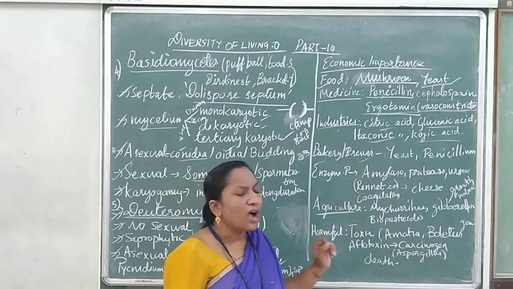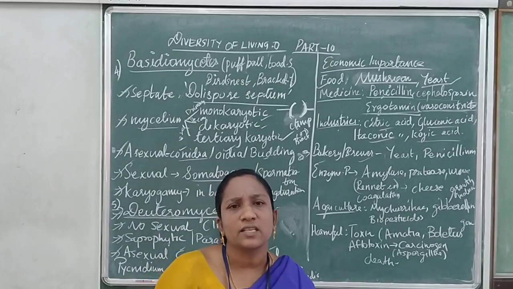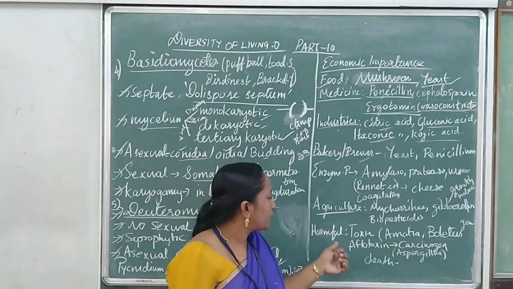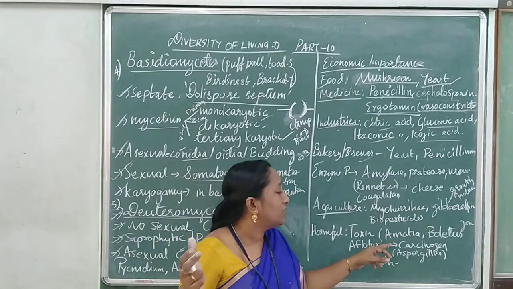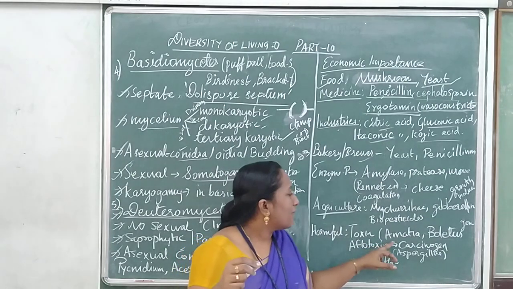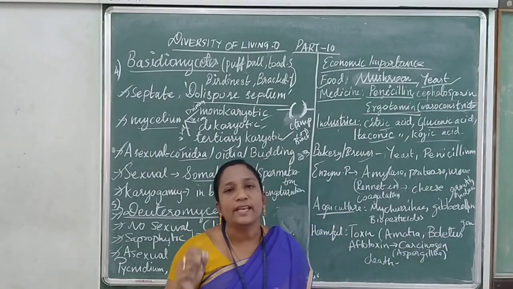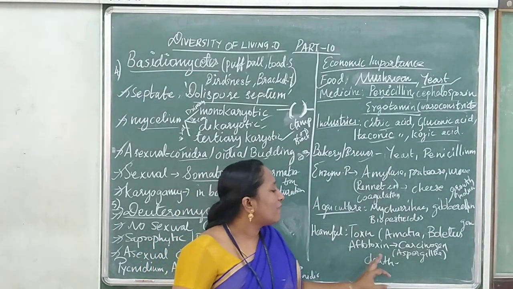This fungus will be producing toxin. What does toxin mean? Toxin means poison. This toxin is produced by the fungi, especially two genera called Amanita and Boletus. These are the two genera involved in toxin production, especially aflatoxin.